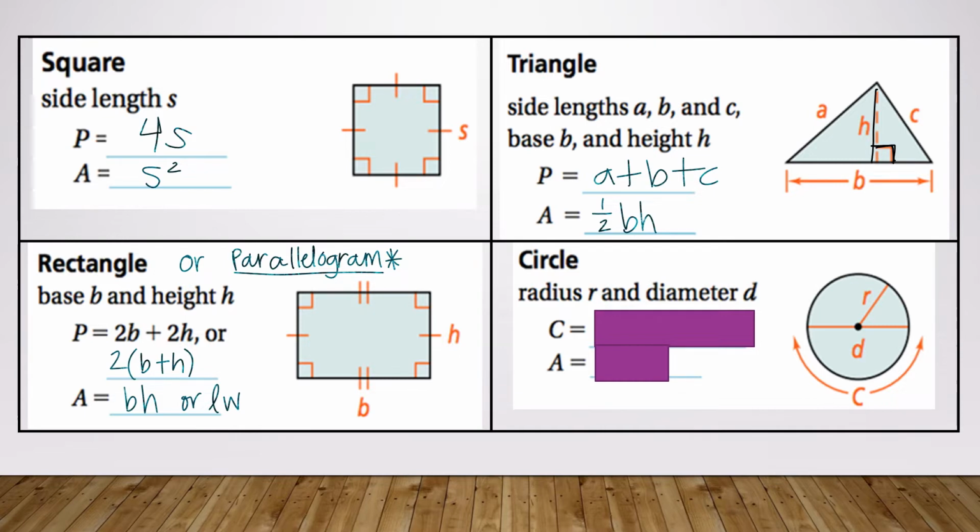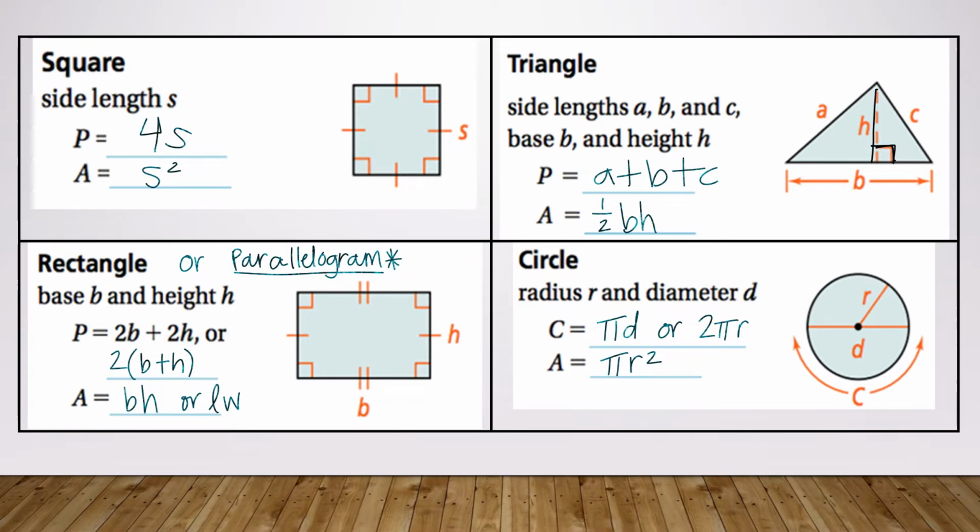For a circle, our radius is r and our diameter is d. So here are the two formulas for circumference. Circumference is just a fancy word for perimeter of the circle. And then the area of a circle is pi r squared.